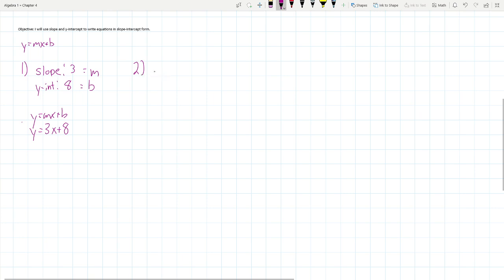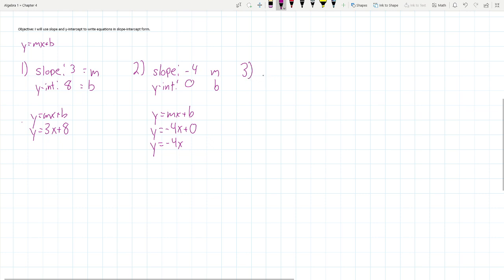Number 2, we have a slope of -4 and a y-intercept of 0. And so I have y equals mx plus b. This is my m, this is my b. So my y equals -4x plus 0. You don't have to write the plus 0 if you get that. However, if it helps you with making sure that you get everything right, that's totally fine. And you would finish that off by writing it as y equals -4x.